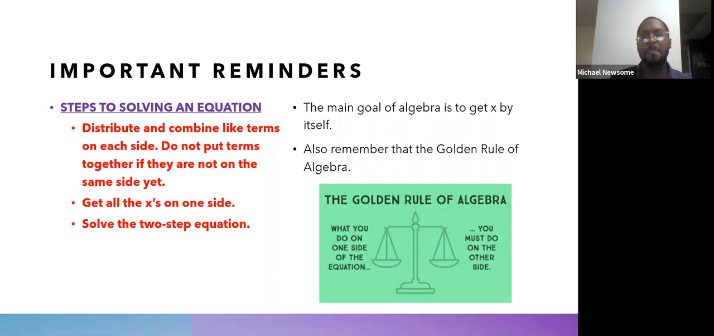All right. Then we want to get all the x's on one side. Then we want to solve a two-step equation. We're going to walk through that when we do it in a second. And then we'll figure it out. Now, the main goal of algebra is to get x by itself. And the golden rule of algebra is that whatever we do to one side of the equation, we must do the same thing to the other side of the equation, the exact same thing.